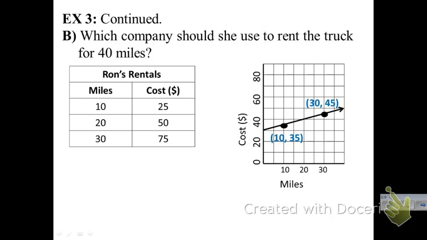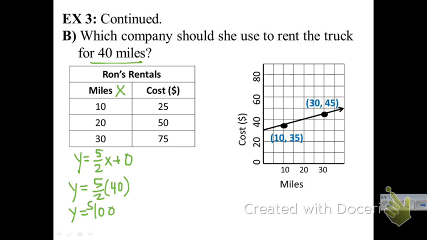Okay, so on the last part it says which company should she use to rent for 40 miles. So we're going to use our equation that we had for Ron's Rentals. We had y equals 5 halves x plus 0. So x, remember, represented our miles. So here it says we have 40 miles. So we're going to put 40 in, 5 halves times 40. We don't need to put that plus 0. So y equals 100, so it would cost $100 to rent from Ron's Rentals.